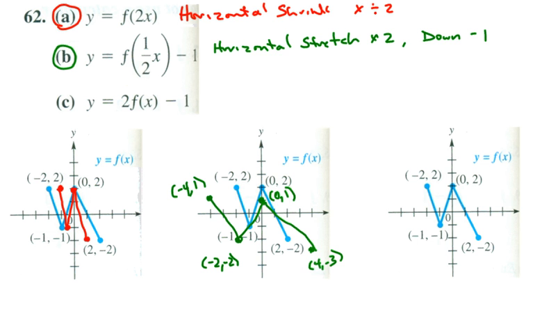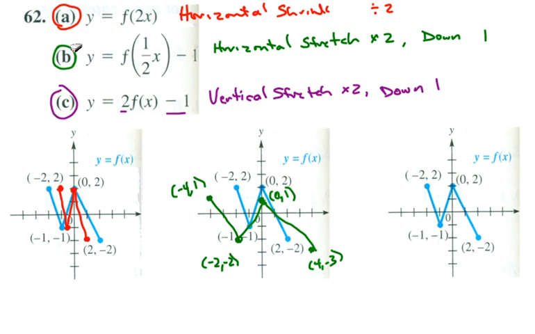All right, so let's go to our last one here. The 2 is on the outside this time, so we're going to have a vertical stretch. And we're also going to go down 1. Not sure why I put a negative over here, so I'm going to just fix that. And there we go. That looks a little better. So here we go. Order of operations. We're going to multiply first, then go down 1. It's really important that we do this in the right order. So we have to do this first, then this.